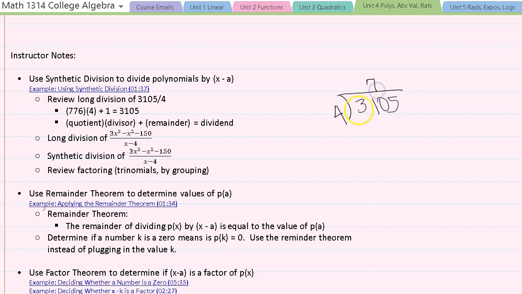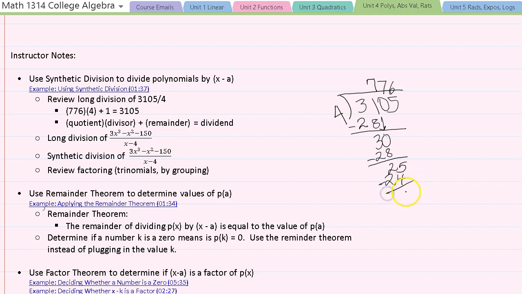We put the 7 on top of the division symbol and multiply. 7 times 4 is 28, and then we subtract 31 minus 28, which is 3. Then we bring down the 0. 4 divides into 30 7 times. Multiply to get 28. Subtract and we get 2. Bring down the 5 and divide 4 into 25, which is 6. Multiply 4 times 6 to get 24. Subtract and we get 1.